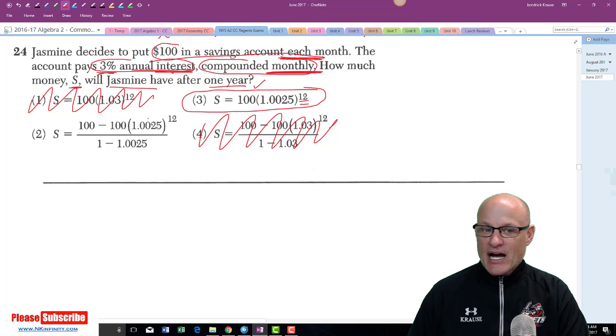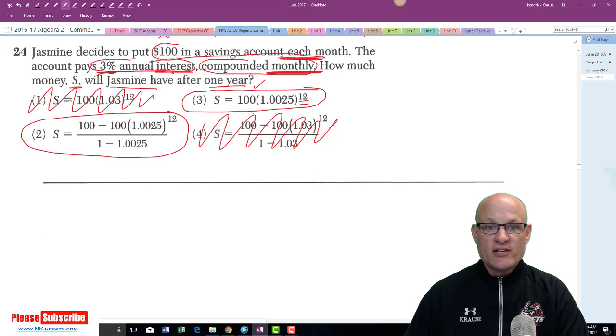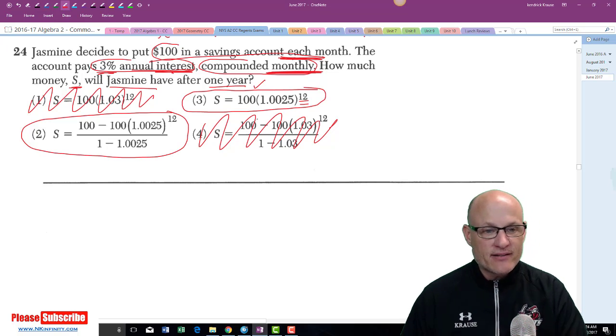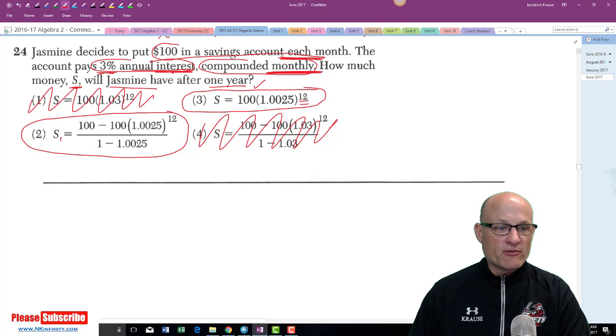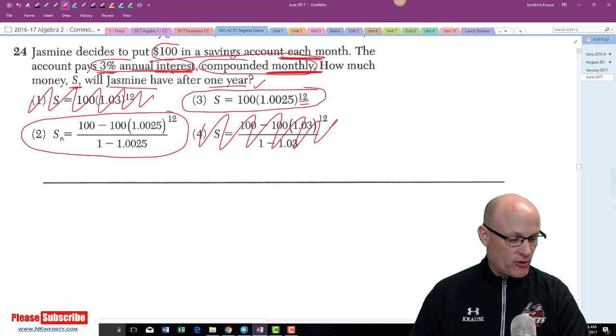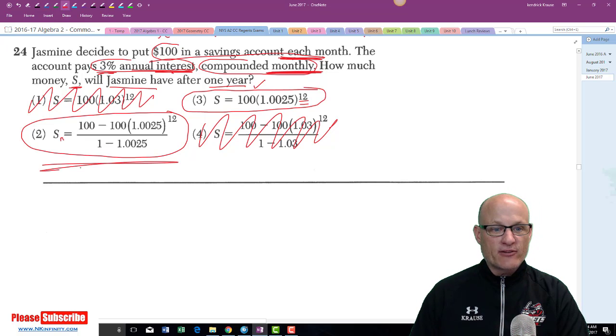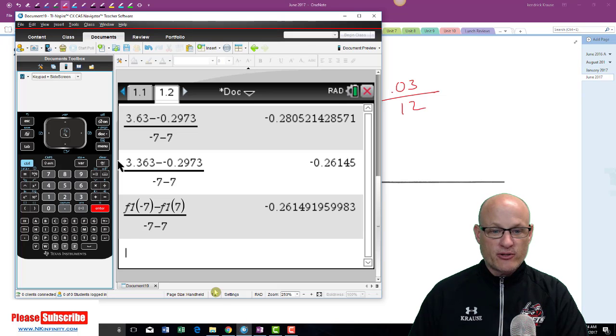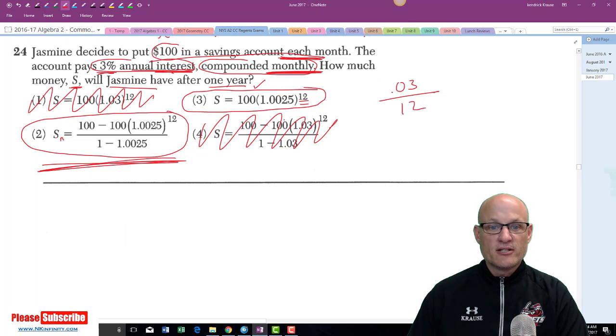But that's not what's going on. We want the summation of all of those, not just one. If I did this, it isn't the right way to do it. I want to use this summation formula, where I add them over and over again. So this is the right answer for this one. Again, 0.03 divided by 12, if you take that on your calculator, gives you 0.0025. And it's 1.0025 because it's growth.